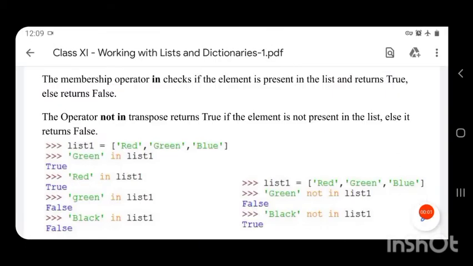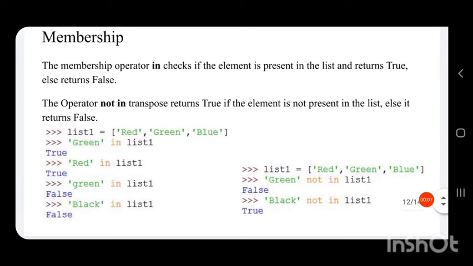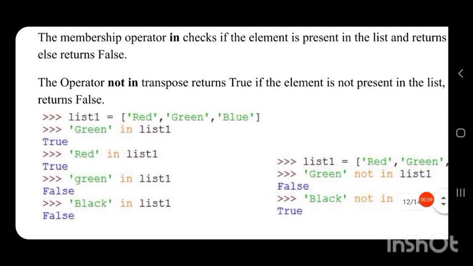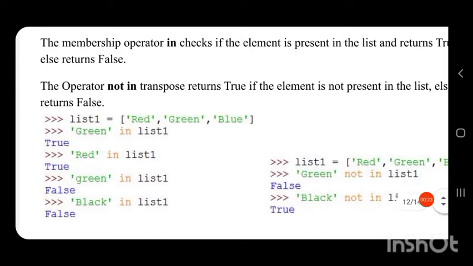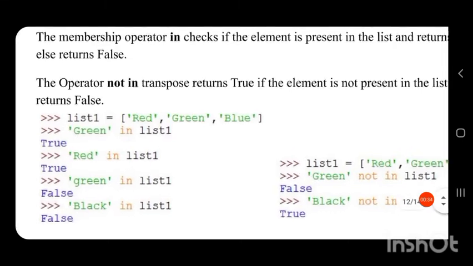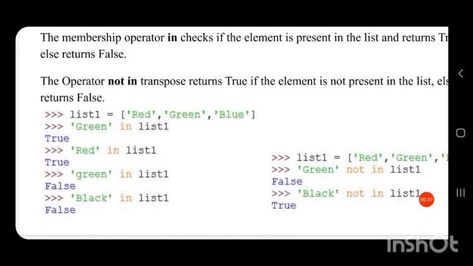Then, Python is a case sensitive language. So it considers capital G and small letter g as different characters because their ASCII values are different. So it will return false because the element green which is present in list 1 has the first letter as capital G. So the ASCII values for both the strings are different.